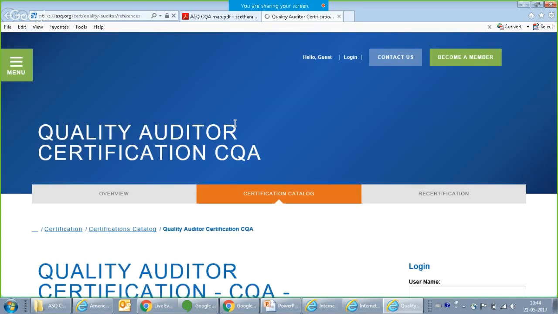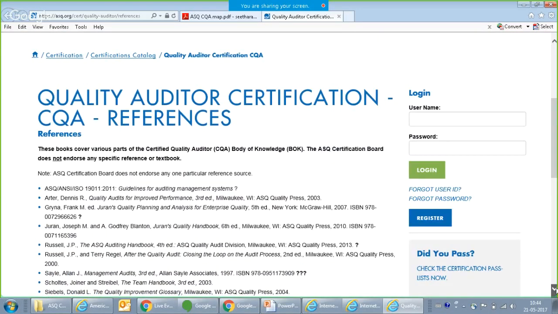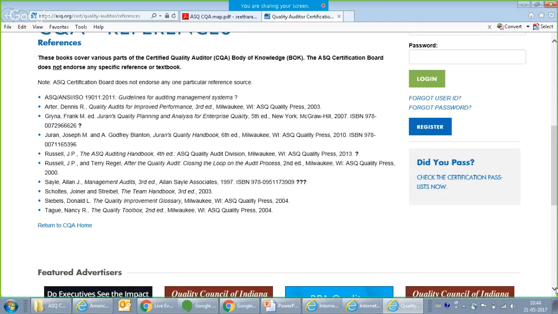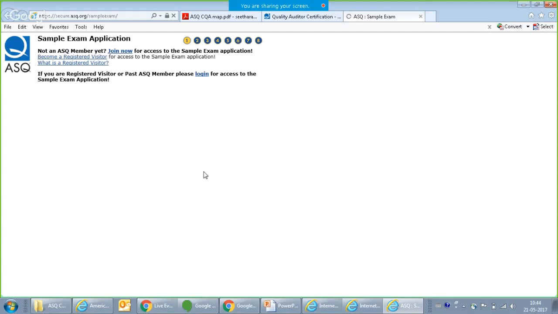So in the ASQ website, under quality auditor references, you can find the references which are supported to get certified during the exam. In the same way, an interactive sample exam is provided by ASQ so that you can test yourself and understand the pattern of the exam.